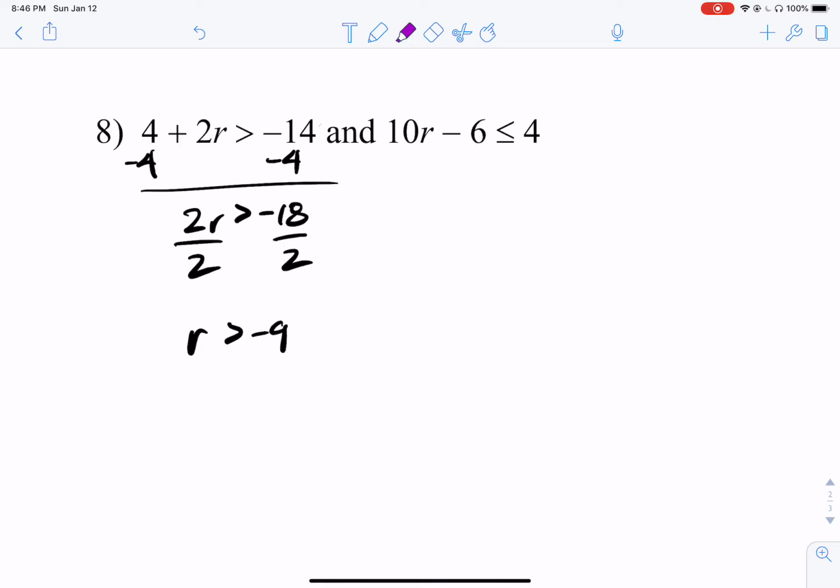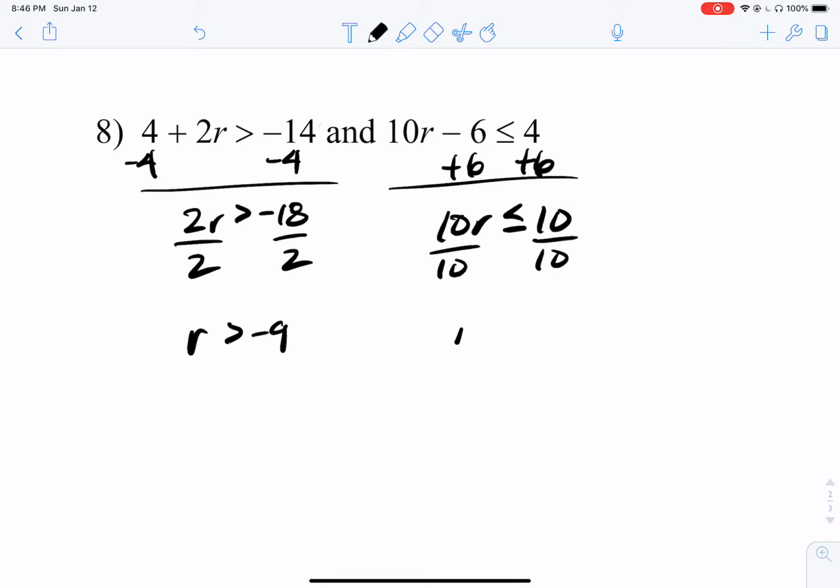Again, notice I did not switch it, because I am dividing by a positive, I'm dividing by a +2. So that is not going to switch. For this one, we will add 6 to both sides, and 10r is less than or equal to 10. We divide by 10, and r is less than or equal to 1.